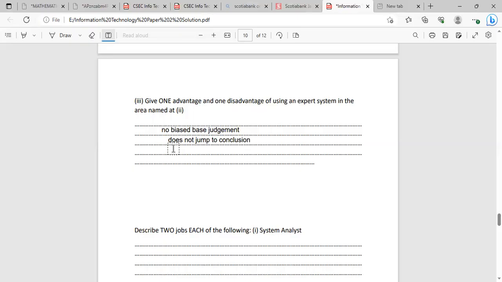Next thing, it systematically considers all possible alternatives. So it does not rule out anything. All right. Disadvantage, now. It has no common sense.